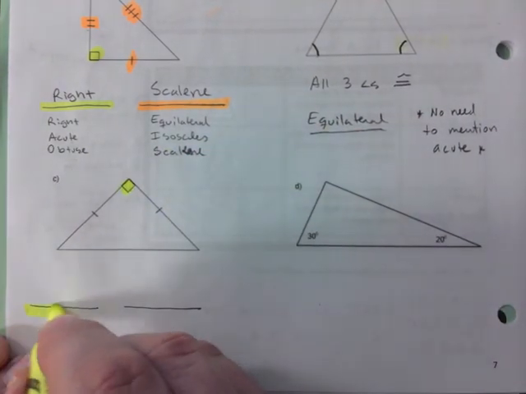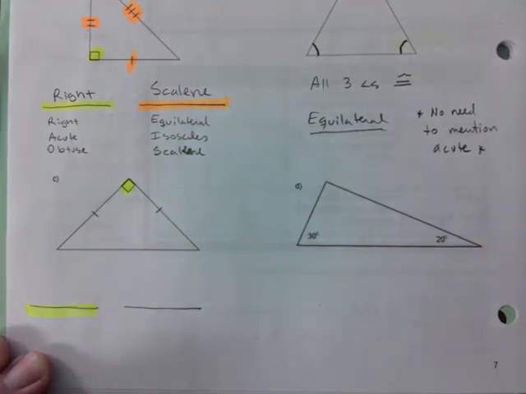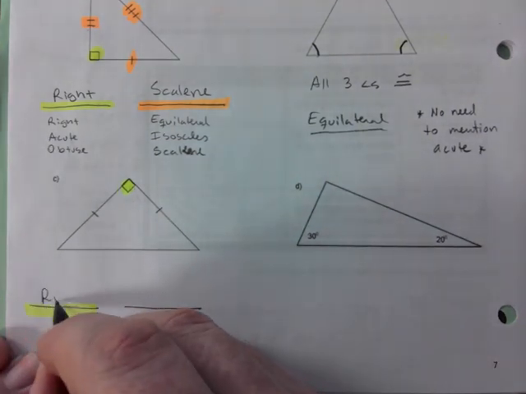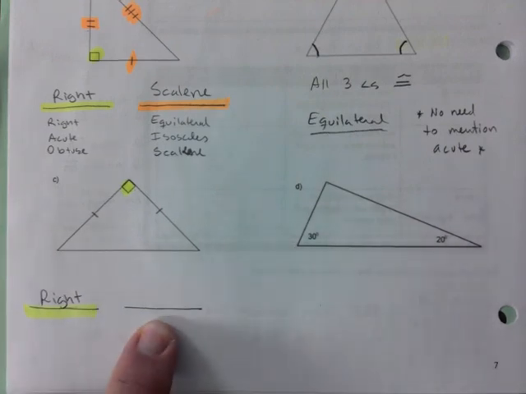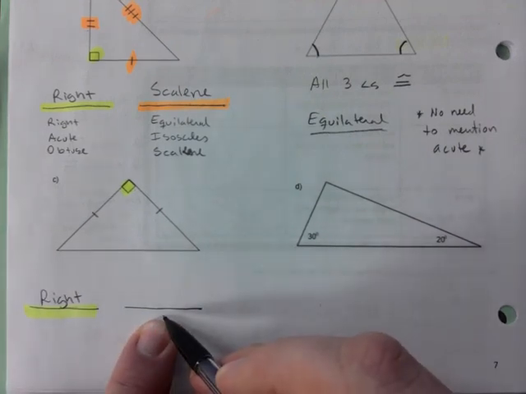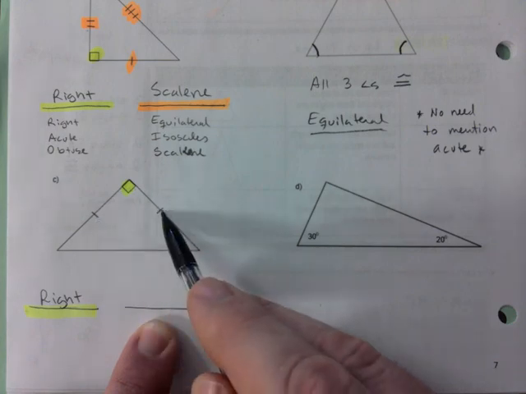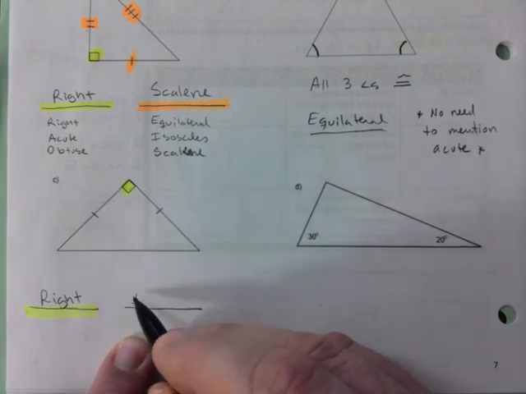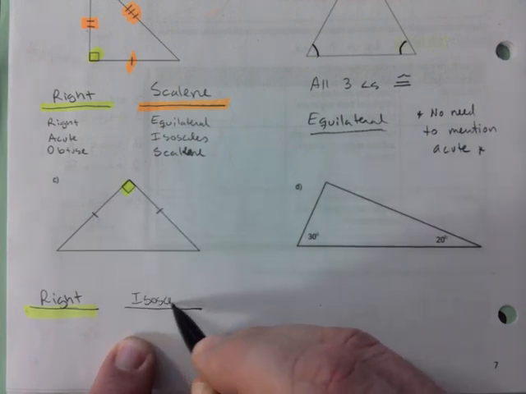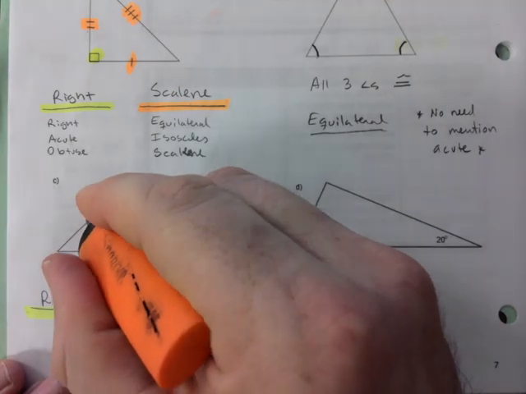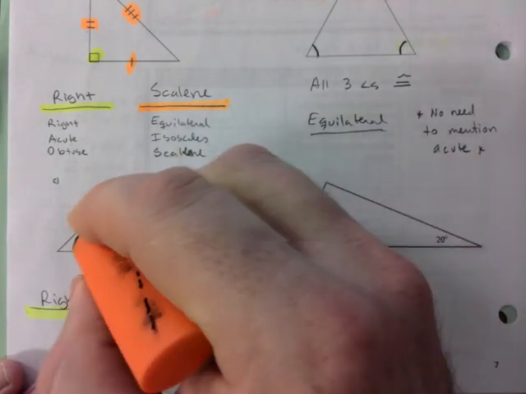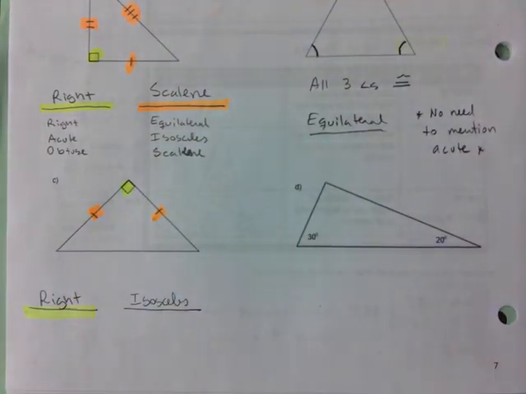So based on the angle, this is a right triangle. Based on the sides, this is going to be an isosceles. And I'm going to use my orange highlighter for that one, just mentioning that that's what I based my decision on.